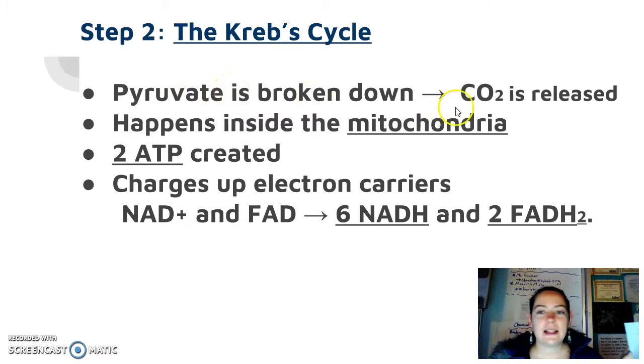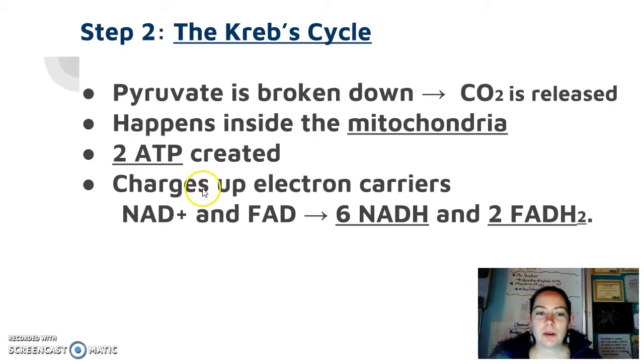So in this process, this is where your carbon dioxide is released. So the carbon that was in the glucose, which is now in the pyruvate, is going to be further broken down, and that carbon is going to end up in the carbon dioxide that we breathe out. This occurs inside the mitochondria. So this is one of your bubbles on your sheet. And the Krebs cycle has a net yield of 2 ATP. That means 2 more ATP were made in this cycle.